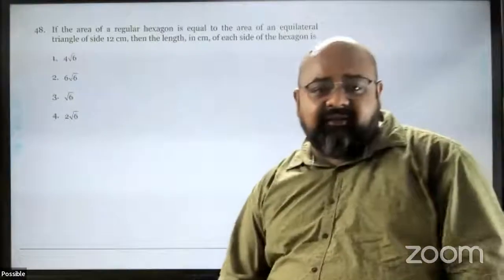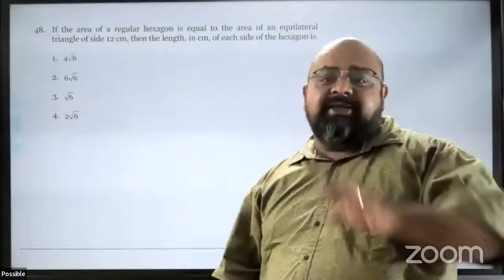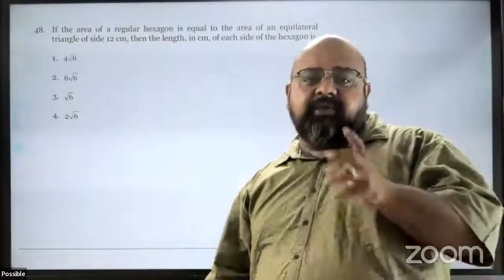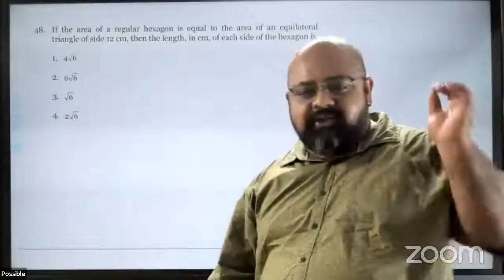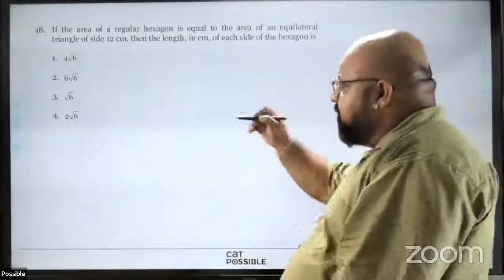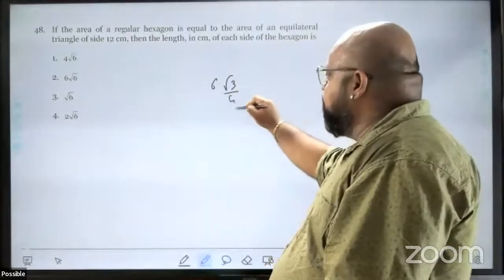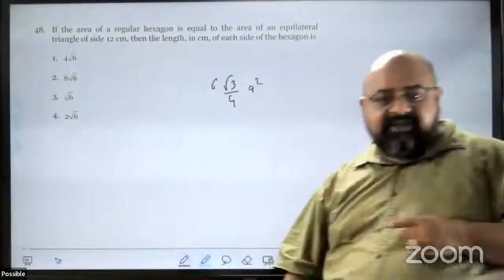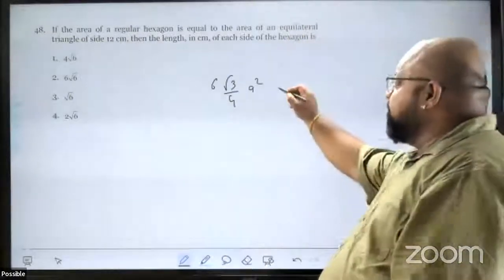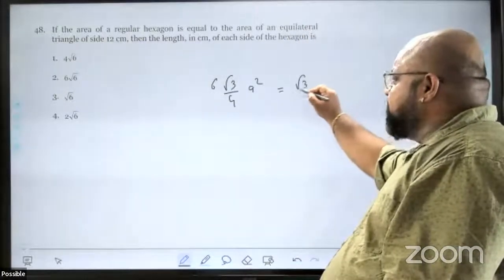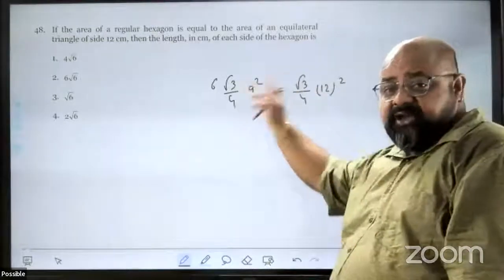Next says, if a regular hexagon, when the diagonals adjoin it becomes 6 equilateral triangles, has an area equal to the area of an equilateral triangle of side 12, find the length of each side of the hexagon. Just put in the formula, definitely a question that should be done. The area of a hexagon would be 6 times root 3 by 4 a square, where a is the side of the hexagon. And this is given equal to the area of an equilateral triangle of side 12, which is root 3 by 4 square of its side. As you can see, the root 3 by 4 gets cancelled.